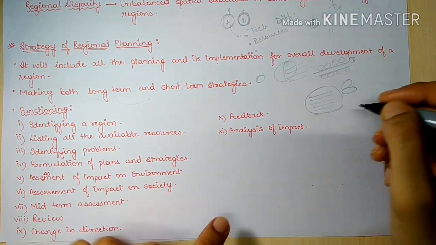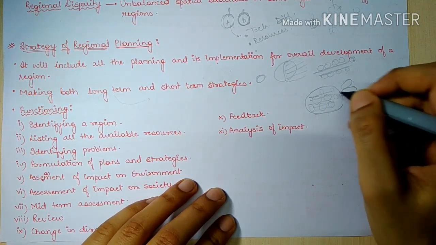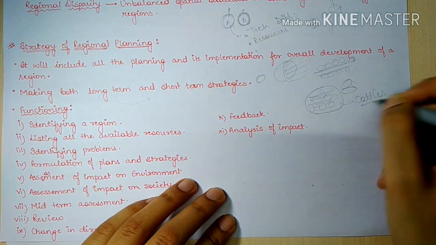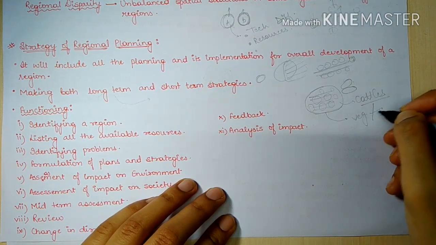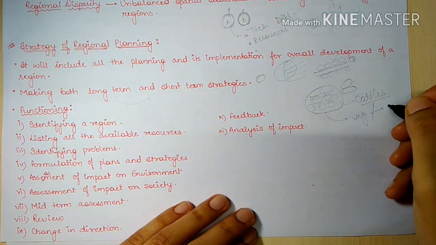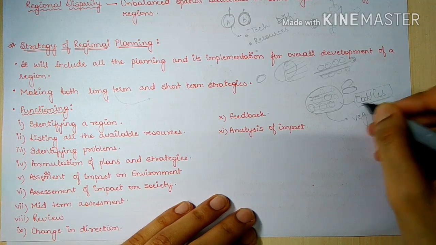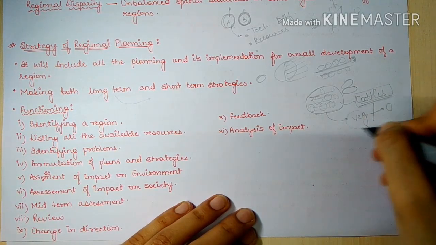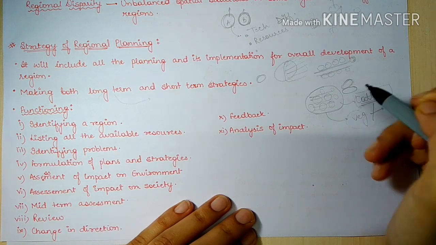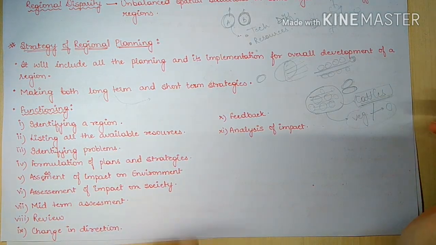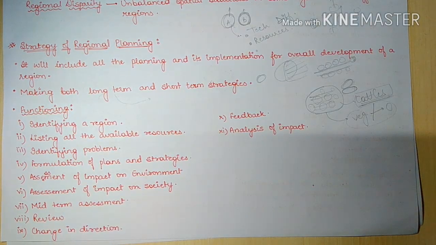For example, let's say this is an area where we have various cattle. Now this area is inhabited by vegetarian people who do not consider milk and milk products a pure thing, or they don't consume milk and milk products. So cattle resources are not of any use for these people. So we have to first understand what resources are available, what the problems are, and the cultural setup of the society residing in this region. Next, we have to formulate plans and strategies.